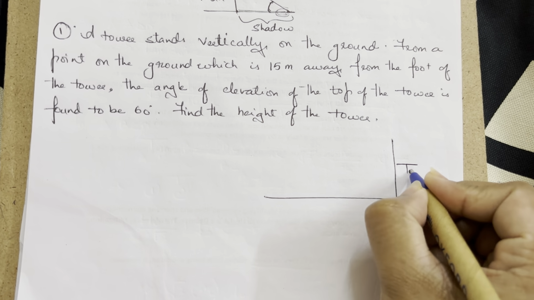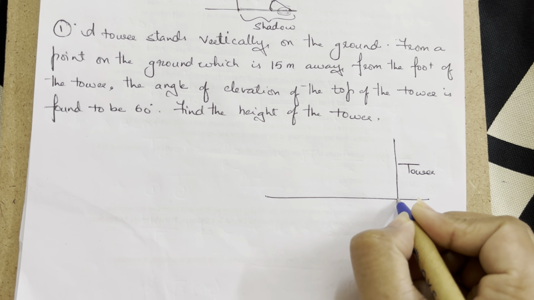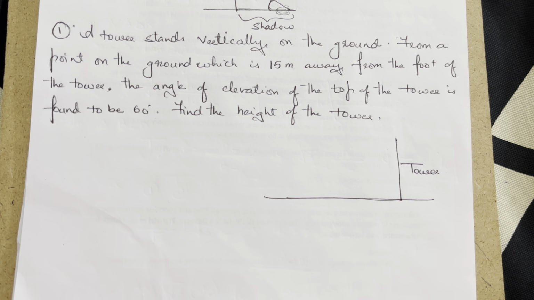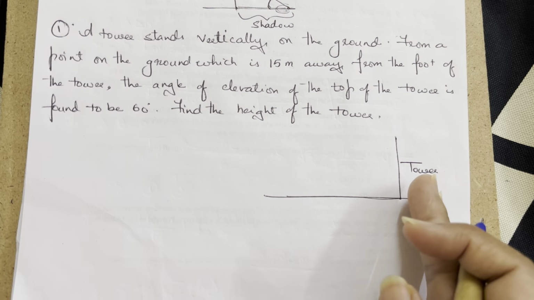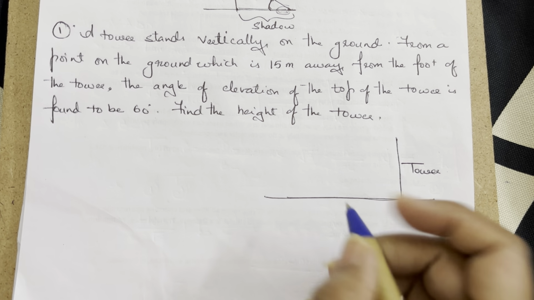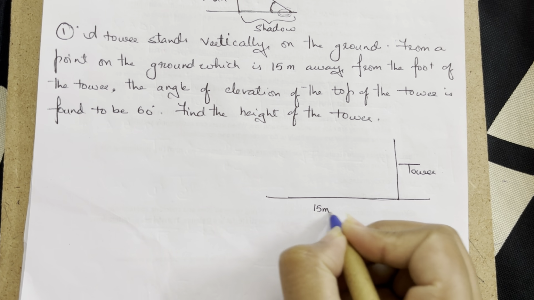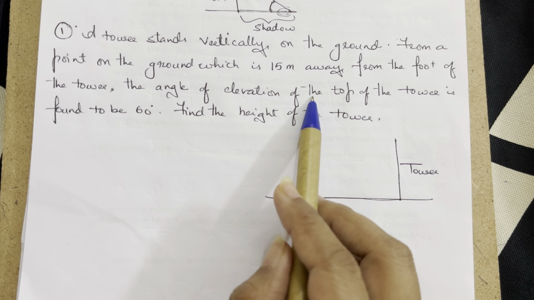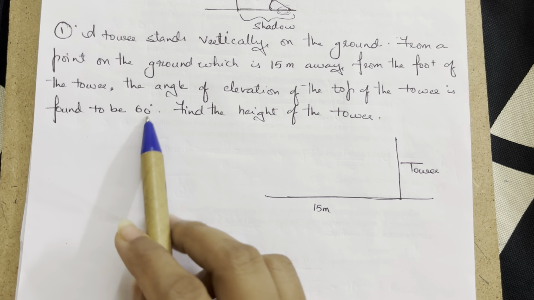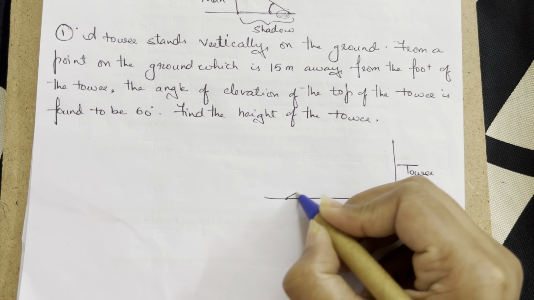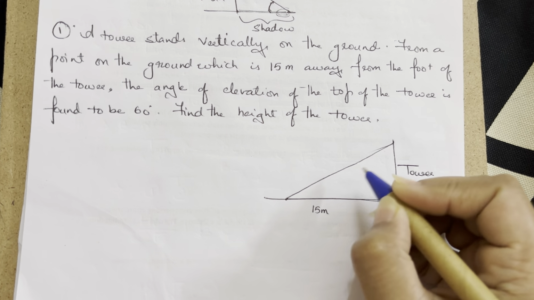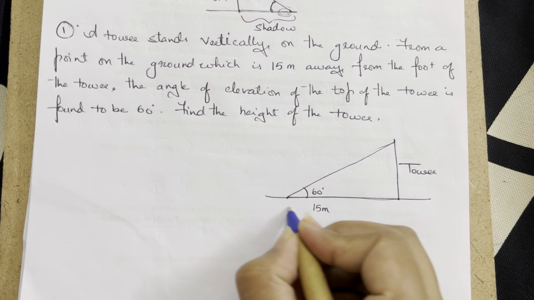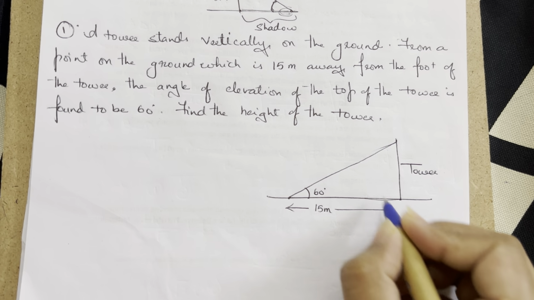This is the tower, and this is the foot of the tower. From here, 15 meters away, you can take 15 meters here or here, it does not matter. Either this way or that way, 15 meters doesn't matter. So this is the point on the ground which is 15 meters away. The angle of elevation of the top of the tower is found to be 60 degrees. From this point, if I'm looking at the tower, it is found to be 60 degrees. This distance is given as 15 meters. Find the height of the tower.